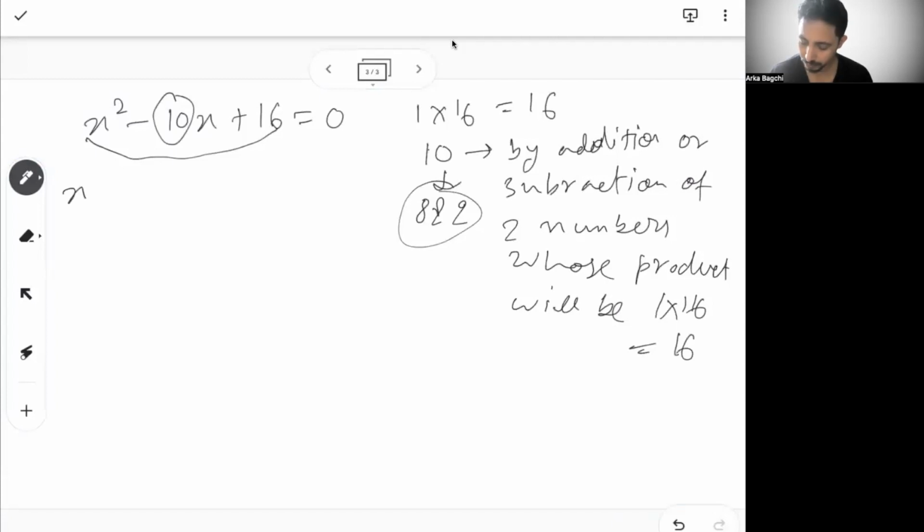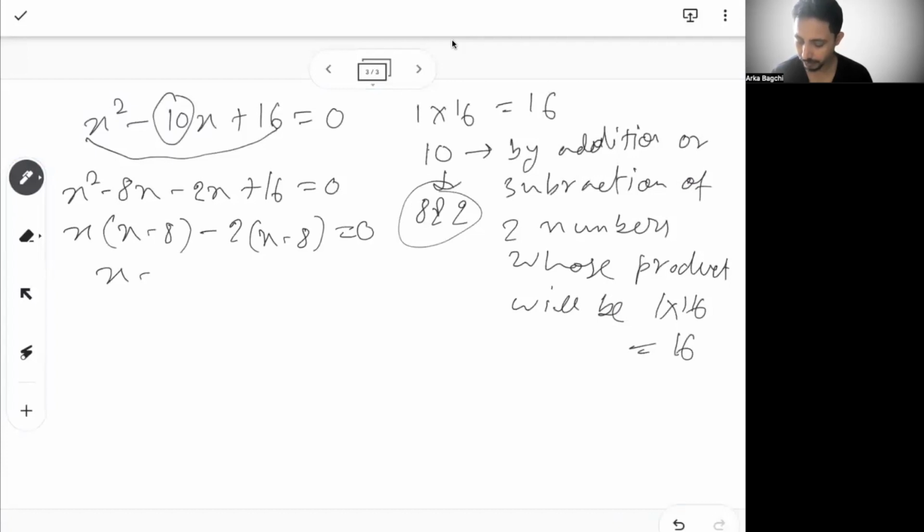So we can write x square minus 8x minus 2x plus 16 equal to 0. So this becomes x into x minus 8, minus 2 into x minus 8, equal to 0. So we can write x minus 2 into x minus 8 equal to 0, or we can write x equal to 2 and x equal to 8. So these are the two roots. Remember, a quadratic equation will always have two roots.